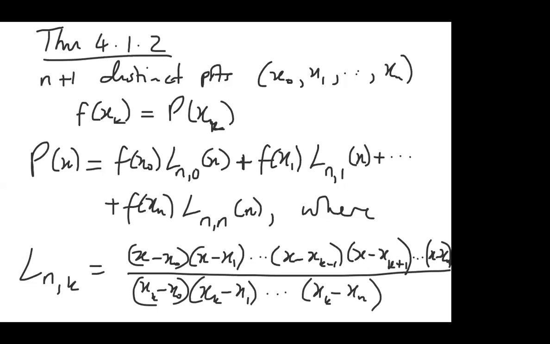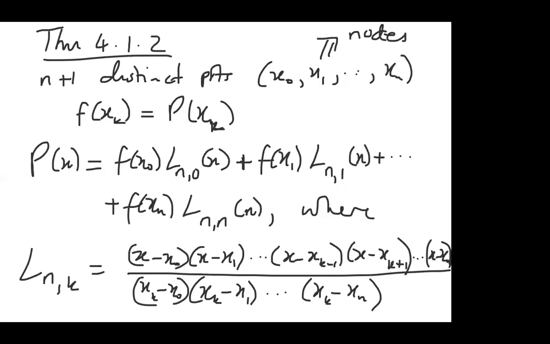Okay. Now these points have a special name. These points x0, x1 up to xn, they are called nodes. Okay, so that's what we'll get. And this p is the one we are calling the nth Lagrange interpolating polynomial.